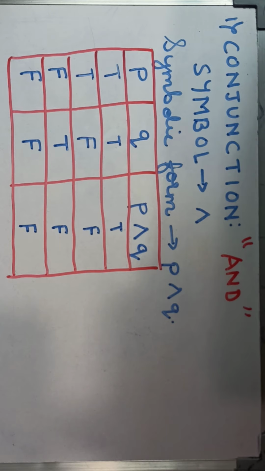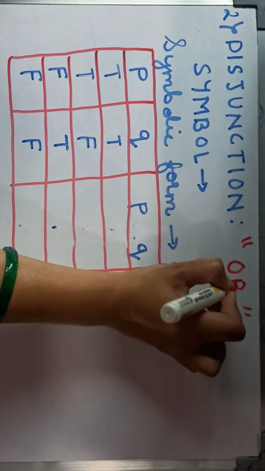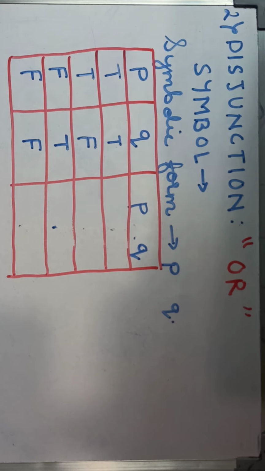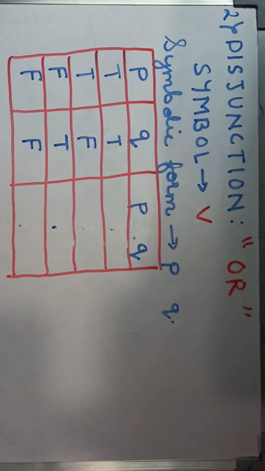Let us now go forward with the second logical connective, that is disjunction. Disjunction is just the opposite of what we have seen in conjunction. That is, if we join two statements using the word or, then it becomes disjunction. So in conjunction we used and, in disjunction we are using or. The symbol of disjunction is this, that is V. In conjunction we had the upside-down V, now here we have the symbol V.